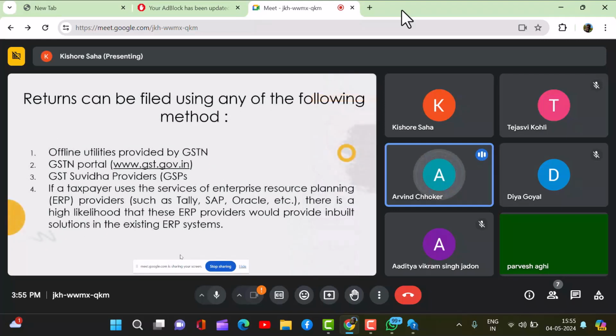There are various ways by which we can file our GST return. First is the offline utilities provided by GST. Second is the online portal, which is www.gst.gov.in. There are also GST Suvidha Providers. And if a taxpayer is using an ERP such as SAP or Oracle, then those ERPs provide an inbuilt solution for the existing ERP systems.